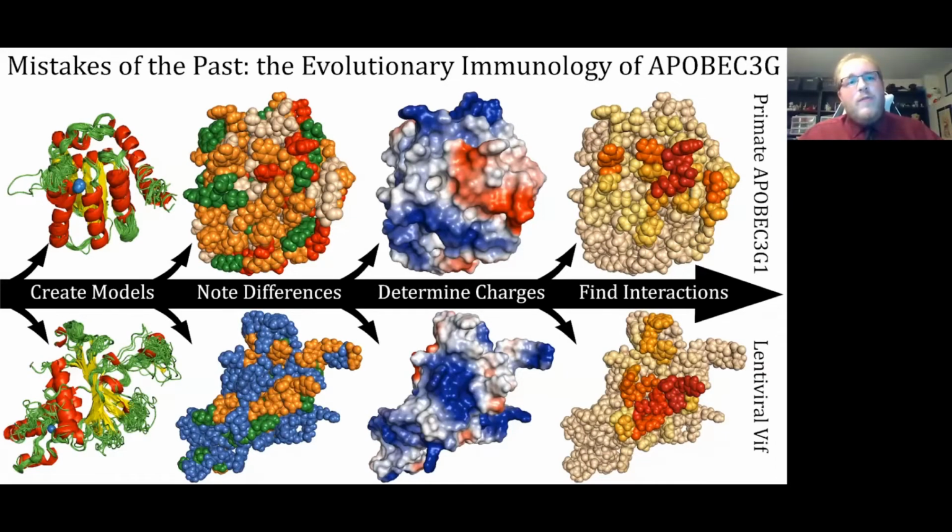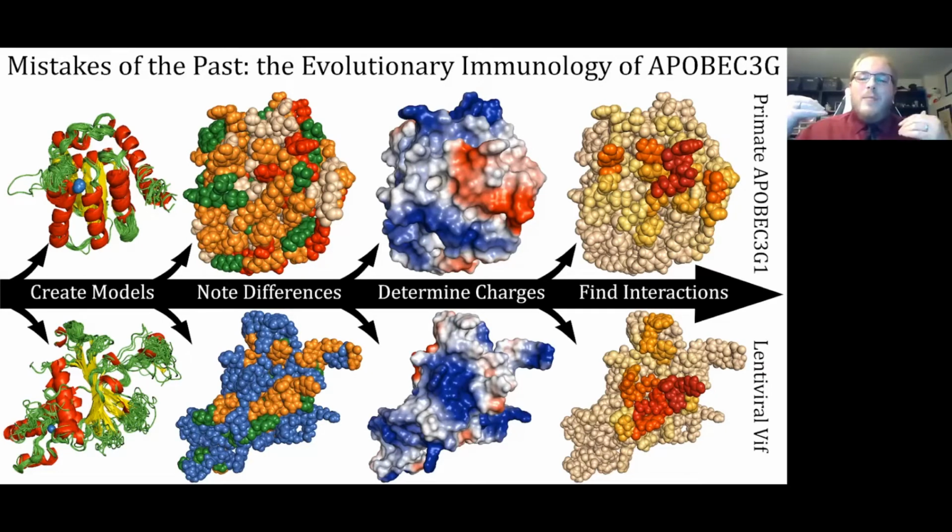Finally, we've created hundreds of these evolutionary structures. We've noted the massive variations in between them. We've noted differential surface charges. We've found consistent evolutionary interactions.